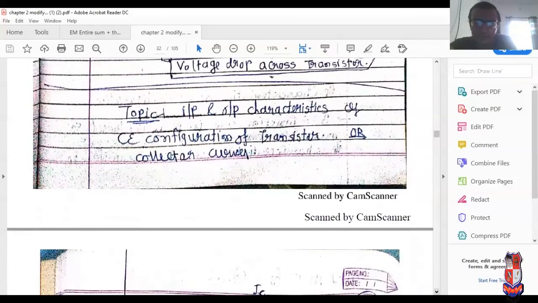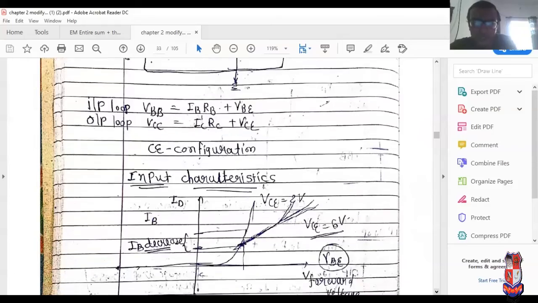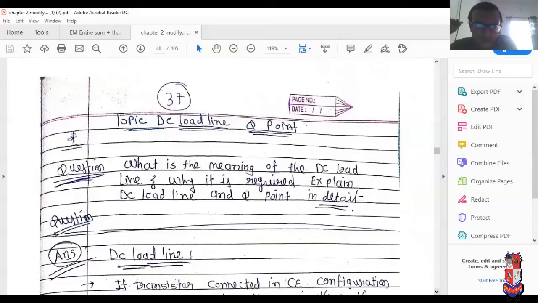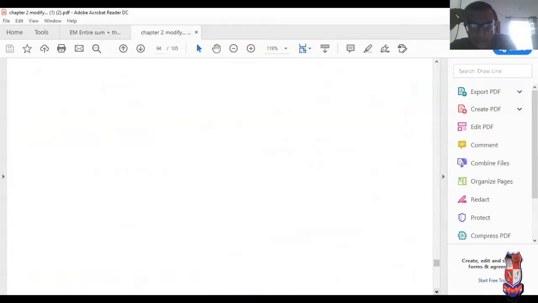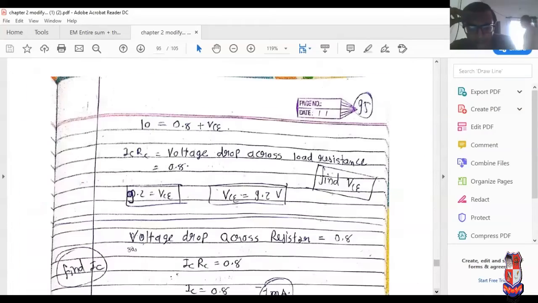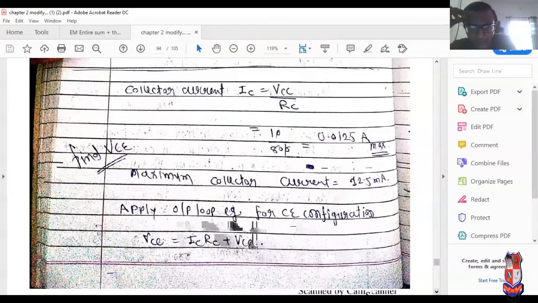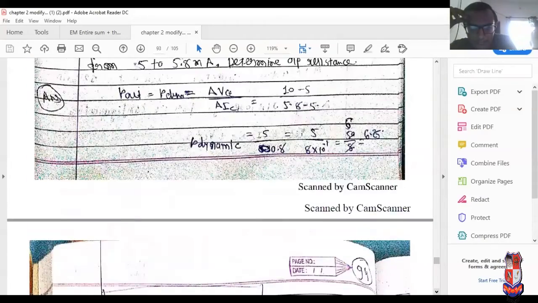And here we can use the input output loop equations of the common emitter configuration of a transistor. And last, we discuss examples related to common emitter configuration. See this example very carefully.